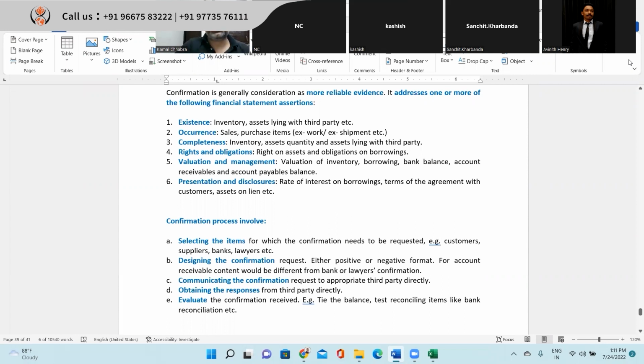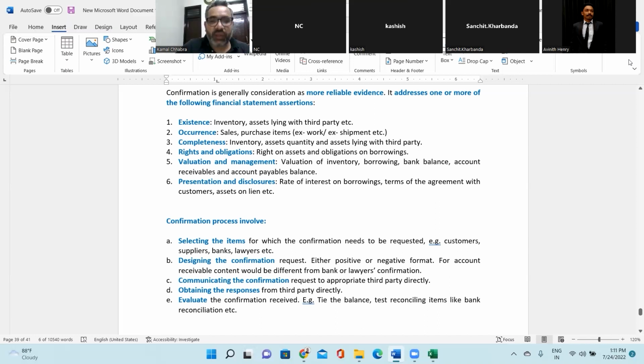And if you are taking a confirmation from the bank or from the lender, it will satisfy the assertion of existence of the borrowings as well as completeness of the borrowings, and the obligation assertion as well, which is that the company is obliged to pay the respective lenders.